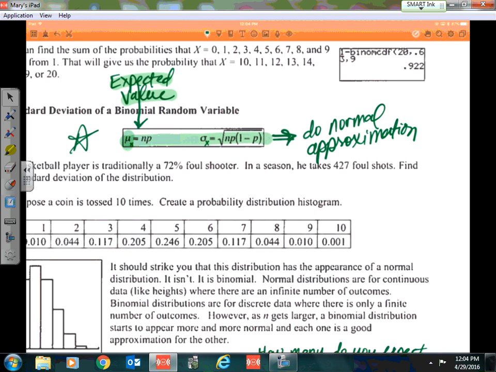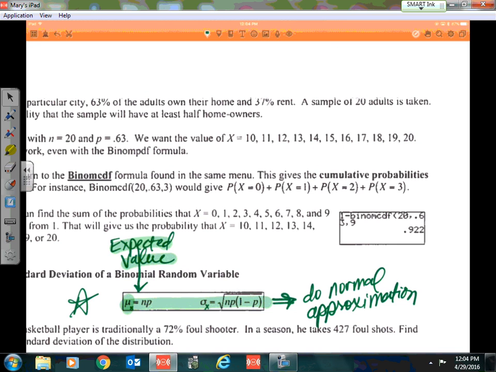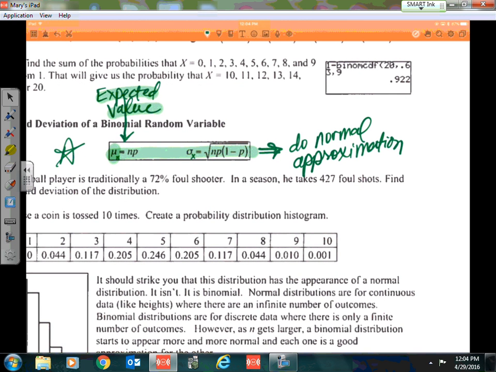So you can find from a binomial the mean and the standard deviation. Well, guess what? If you have the ability to get the mean and the standard deviation, then you have the ability to do the normal model. You can take that mean and that standard deviation and get a z-score and then find that area with the normal model. Okay, so that's what's going on with that.